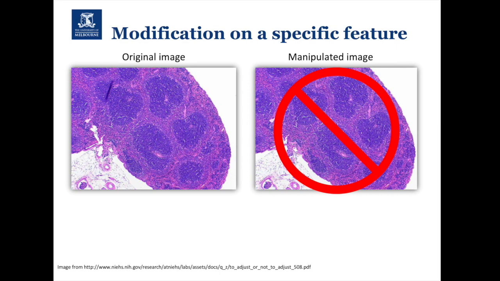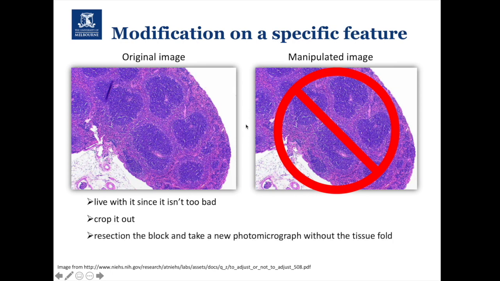There are a few ways we could get around this. If the fold isn't sitting in an area which is important for the interpretation, we could just leave it there. It's always nice to see some realistic data in papers. Again, if it's not important to the interpretation, you could just crop it out and have a square around the region that is important for the interpretation. If it's vitally important, then you can always go back to the block and section out and try and get a section without a fold in the important region.